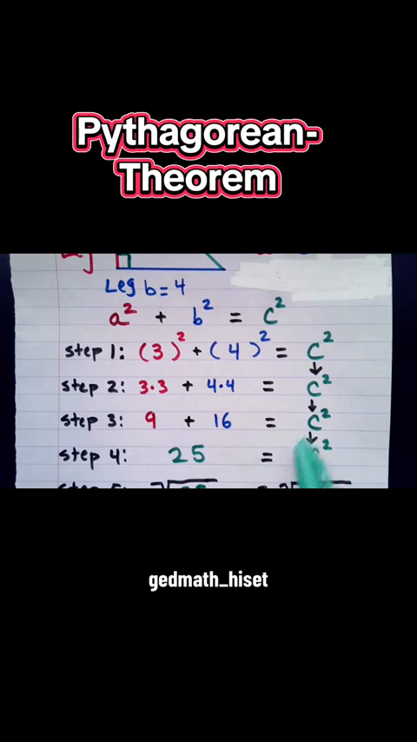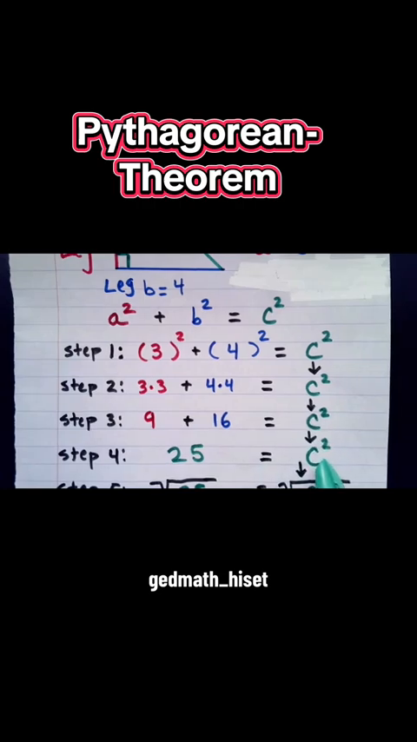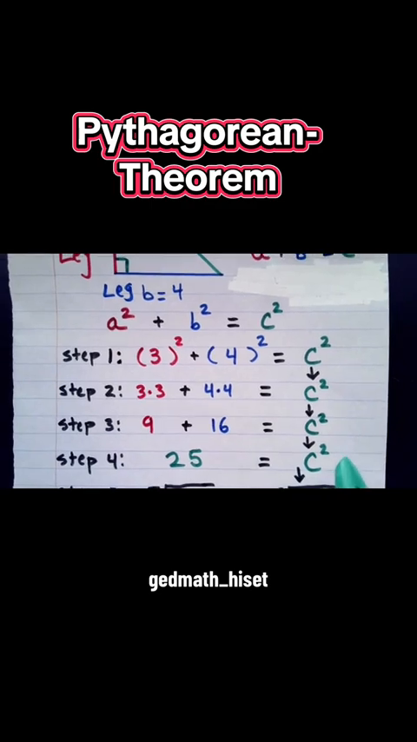And equals, and bring down that c squared. So here is one of the last steps we want to take, and we want to get rid of that power of 2 attached to the c. Again, our whole goal is to get that c variable all by itself.